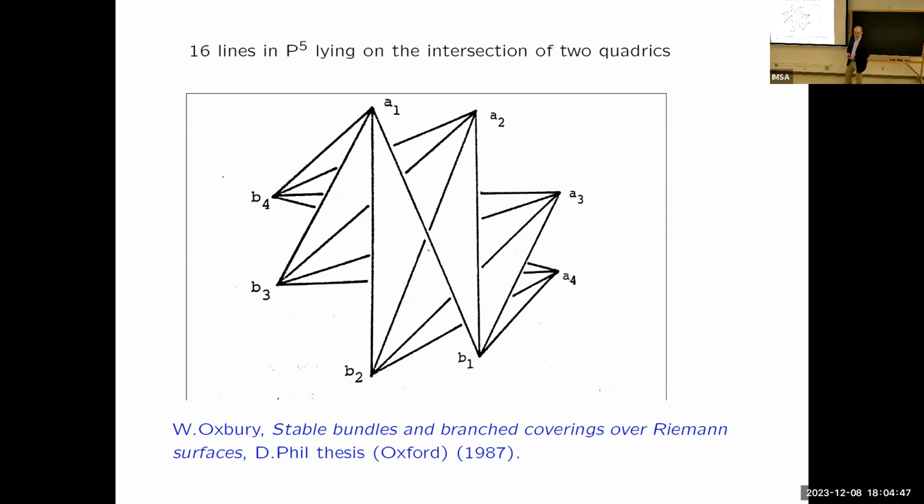Questions? The completed moduli spaces that are non-complete, what do they look like on the boundary?